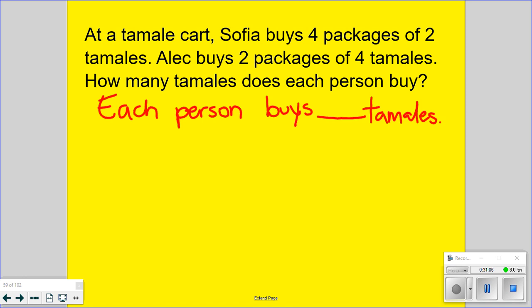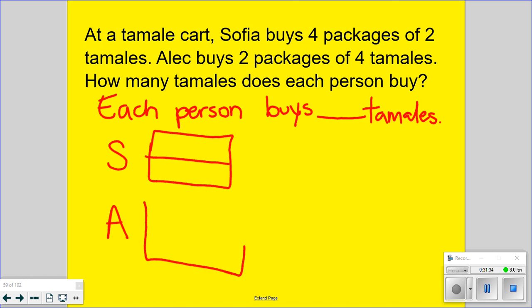How many bar models do you think we're going to need? Why don't we think about it in our head before we just say it out loud? Zach? Two. Why? Because there's two people. Why were some people saying make 2 bar models? One for Sophia and one for Alec. So far, so good?